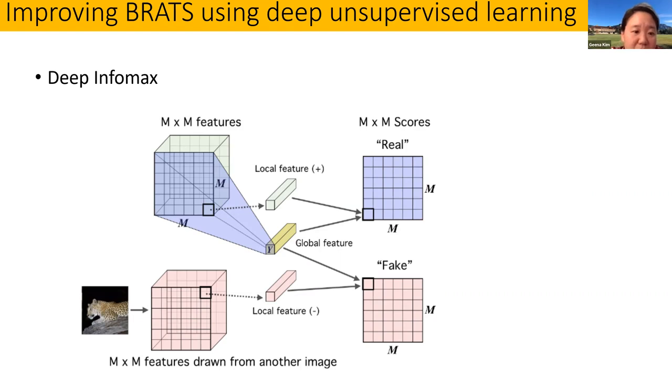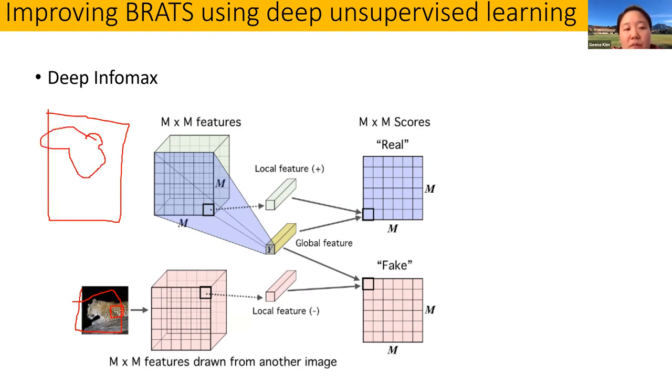So the idea is, when you have a picture with a jaguar in it, you want to have this global feature of the jaguar and then the spotted feature from some part of the jaguar. And you also have some other image, maybe a dog. Then take some part of the dog's image and make the neural network say whether the two local features are actually from the same image or not. So it is the same principle, making our neural network, instead of classifying dog or jaguar, say whether they are the same picture or not.